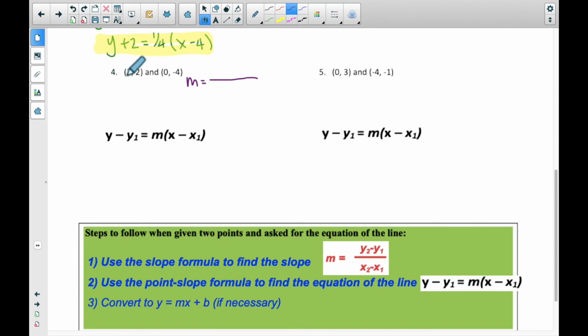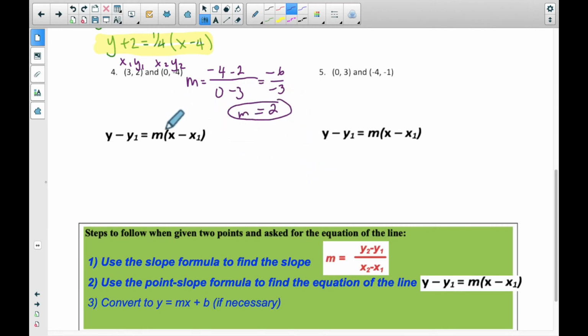In this case, let's go ahead and label them x1, y1, x2, y2. So I have negative 4 minus 2 over 0 minus 3. And that comes out to be negative 6 over negative 3, which reduces down to 2. So my slope is 2.